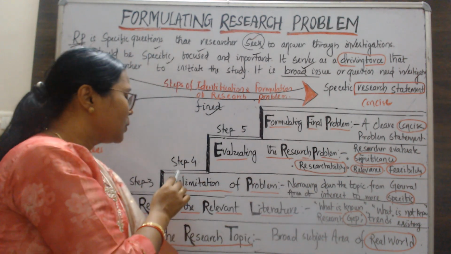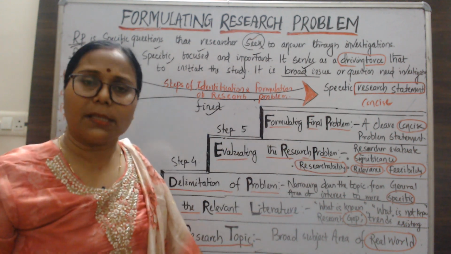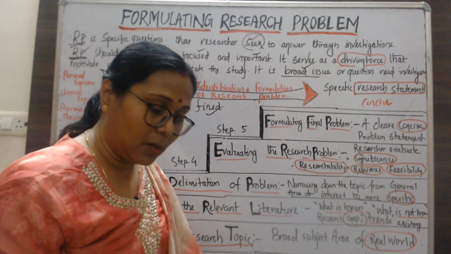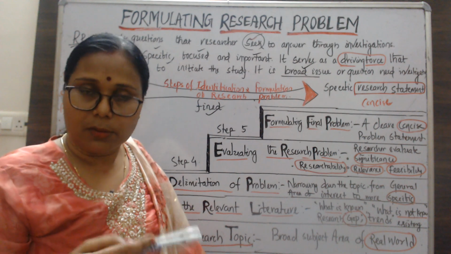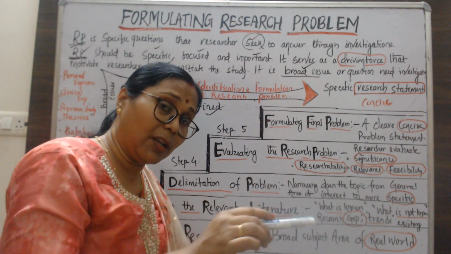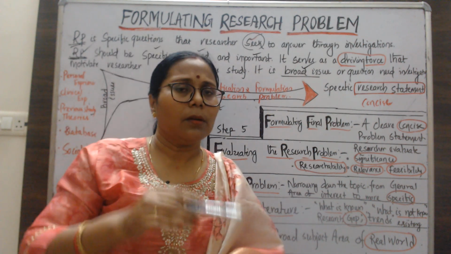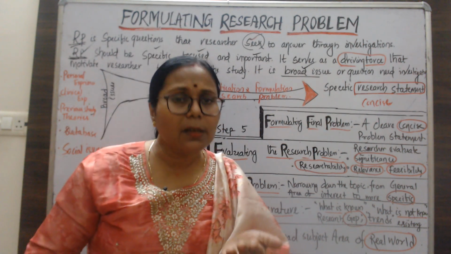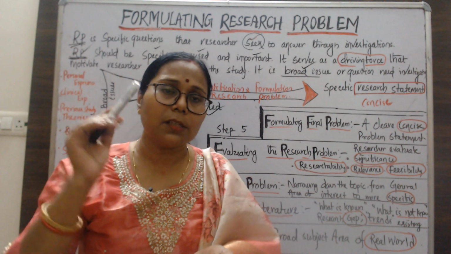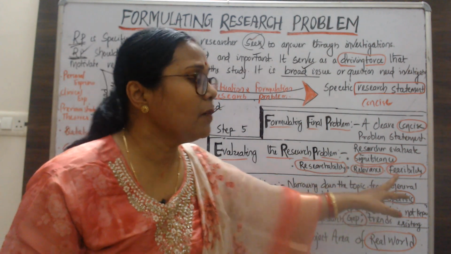Okay, next, step 4, that is evaluating the research problem. After you have taken the topic, that is, you want to assess the knowledge of mothers regarding iron deficiency anemia, now we become specific. But this topic has to go through some evaluation process. The first evaluation criteria are significance, researchability, relevance and feasibility.